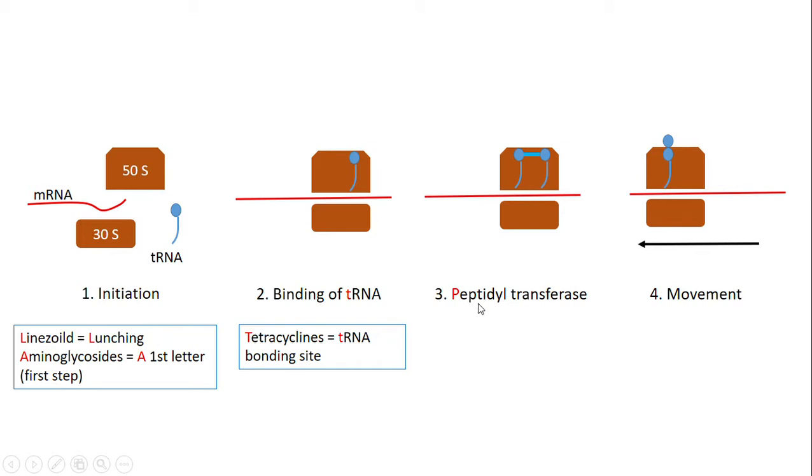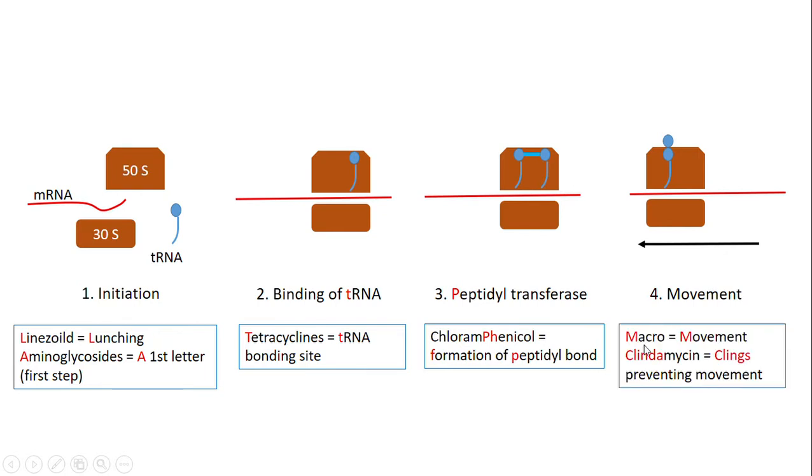Then next, the peptidyl transferase and the formation of the peptidyl bond is targeted by chloramphenicol. It's the only one that has a P, so it affects the peptidyl bond. Lastly, the movement of the ribosome is affected by the macrolides, so macro affects the movement. Also, the last one is clindamycin, so clinda clings to the ribosome, preventing the movement.